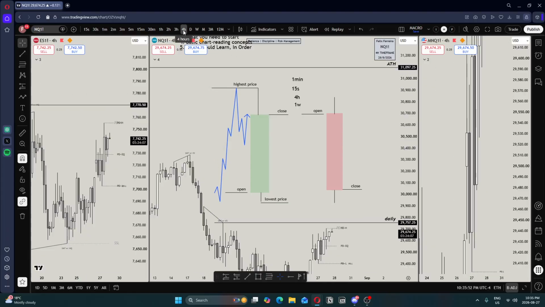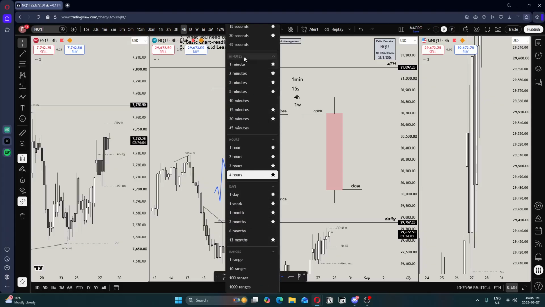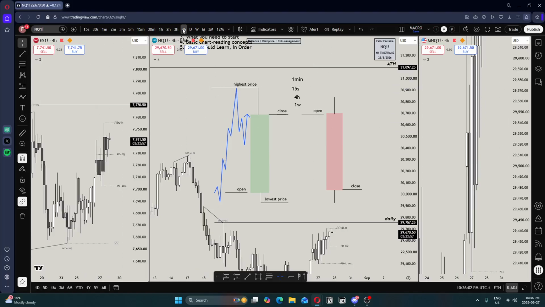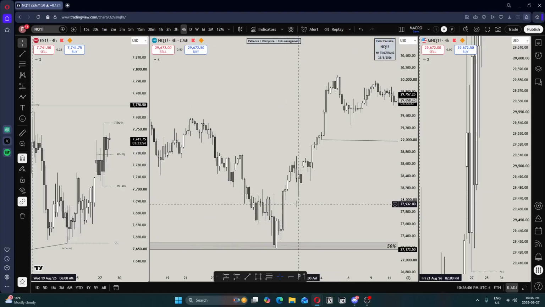Right now I am on the 4-hour time frame. These are all the time frames, so pretty much any amount of time you could think of is possible to project. I'm on the 4-hour time frame right now. What does that mean? Each of these candlesticks on my screen represents 4 hours of time.